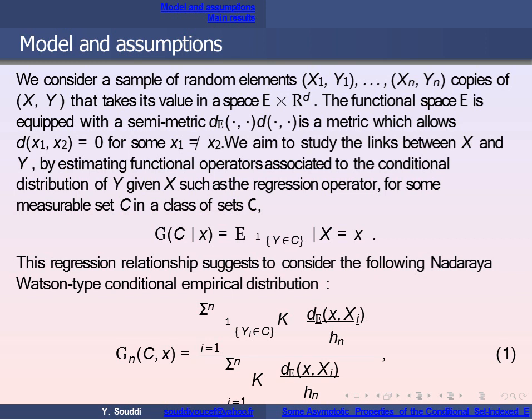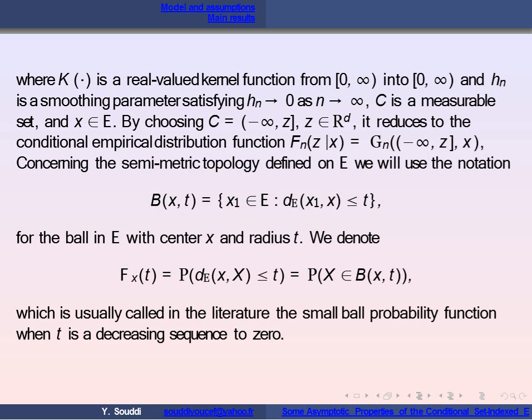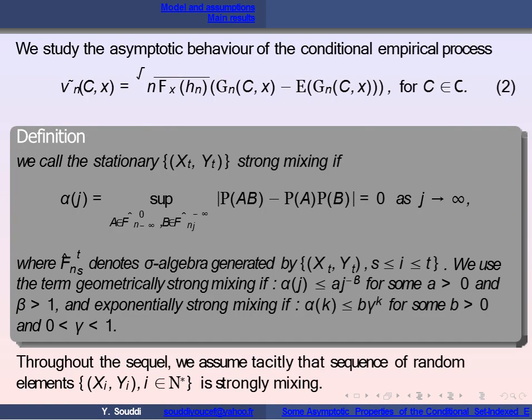The regression relationship suggests considering the following Nadaraya-Watson conditional empirical process, defined by this expression. K is a kernel, B is the small ball, and F_t is the small ball probability function, where t is a sequence decreasing to 0. So our model is defined by this formula. Our mixing is defined by this formula. Throughout, we assume that the sequence of random elements (X, Y) is strongly mixing.